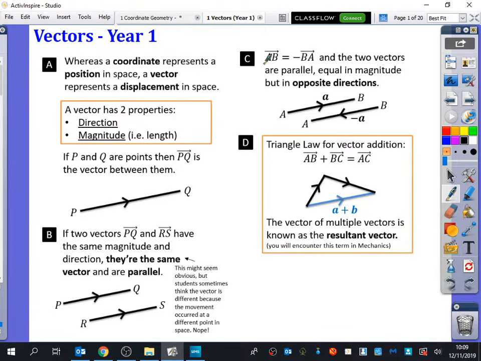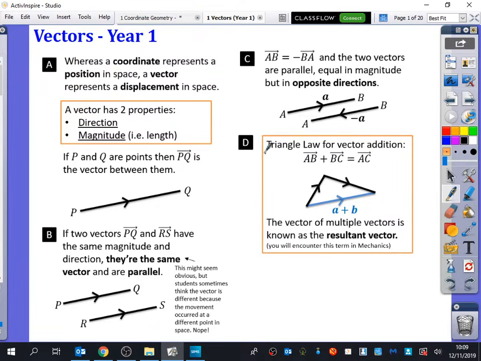Okay, point C that we have. AB is equal to minus BA. And the two vectors are parallel. They are equal in magnitude, but they are in opposite directions. So to go from A to B and to go from B to A is the same vector, but just made negative, because the negative is talking about a direction that something is going in here, okay?